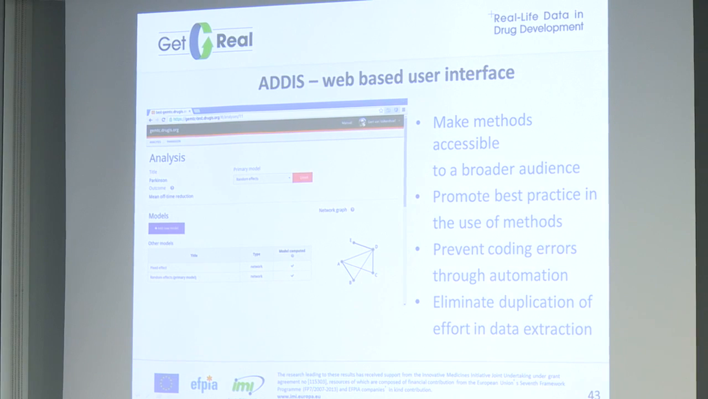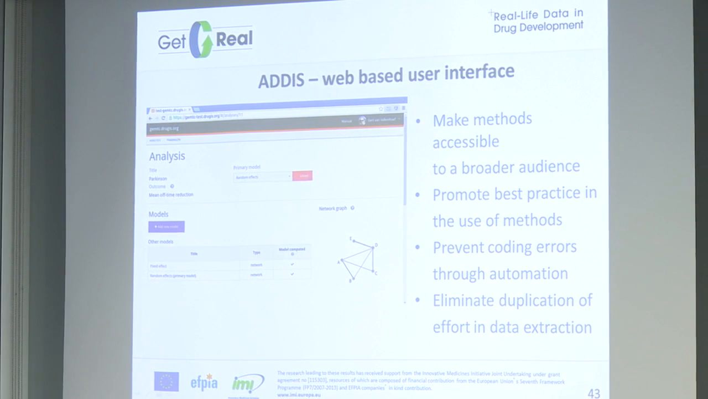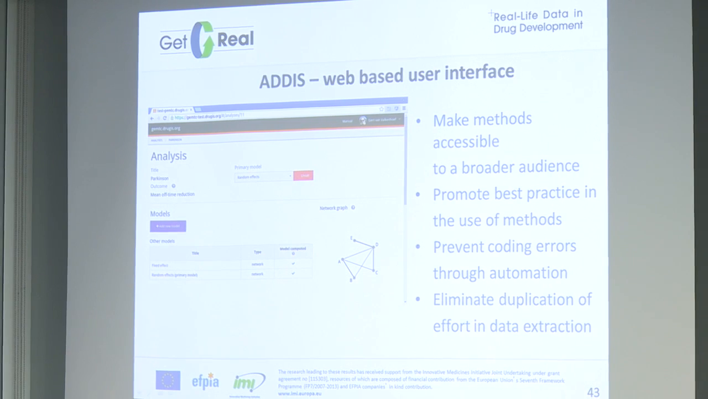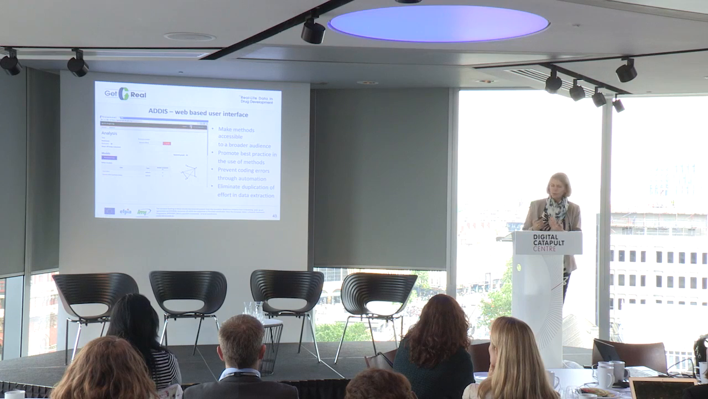Here is an example of the interface. You do bring your data into the analysis. You'll get a network diagram. There are different options you can choose in terms of which kind of methodology you'd like to use. And you'll get some results out as well.